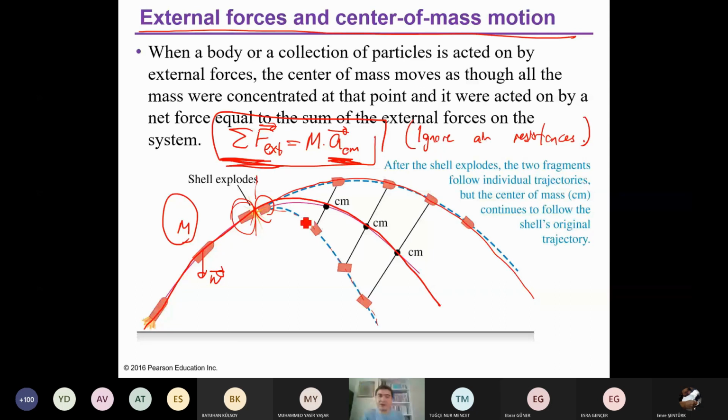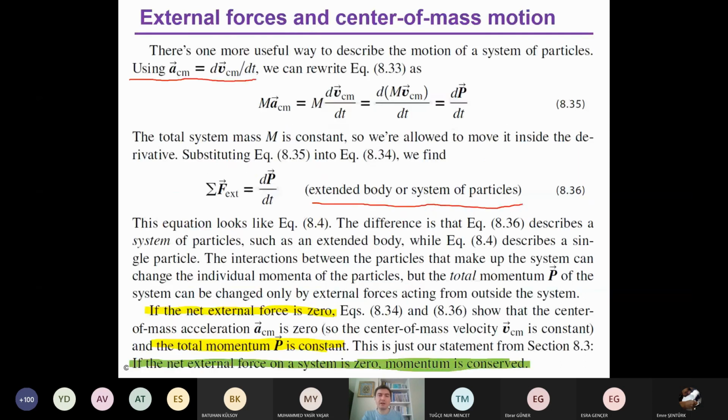But whenever this shell explodes, this part is moving with this trajectory, this part is moving with this trajectory, but what about the center of mass of these two particles? So even after the explosion, they follow the trajectory of the center of mass, okay? Don't forget.